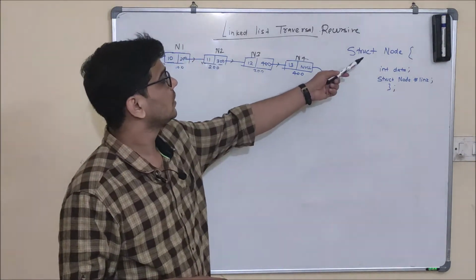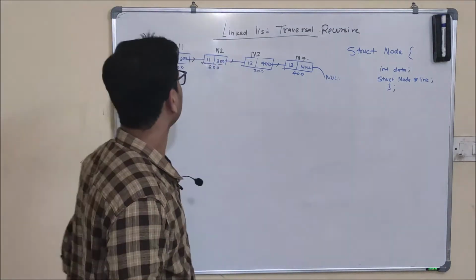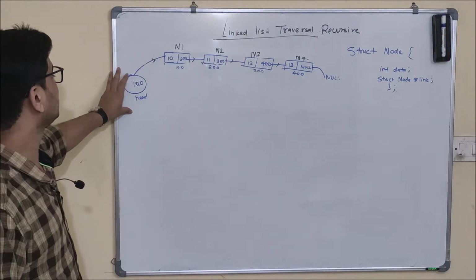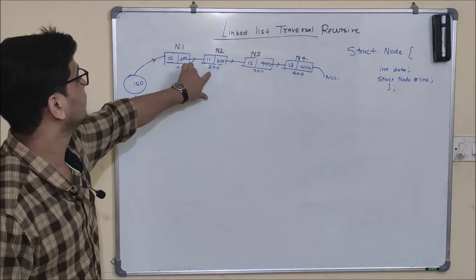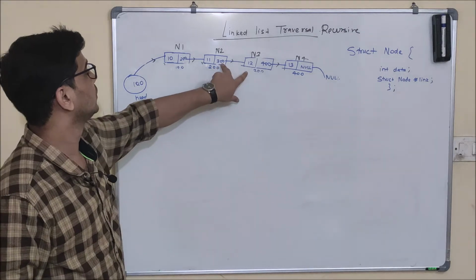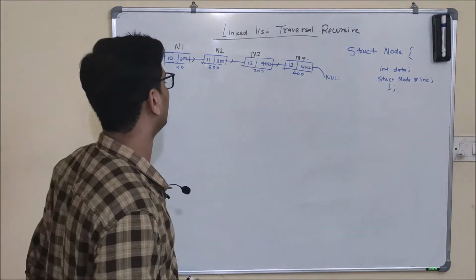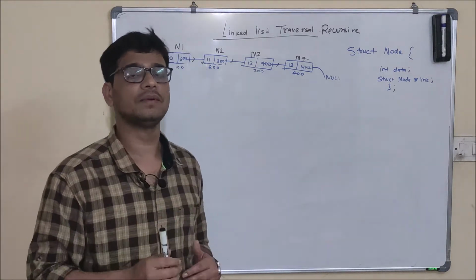So this is our definition of a node of a linked list. It has two parts, data and link, and this is the linked list which we will be traversing today. As you can see here, head contains the address of the first node. Node 1 contains the address of the second node. Similarly, node 2 contains the address of node 3. Node 3 contains the address of node 4. That is the starting address. Now let's write the recursive program to traverse this linked list.